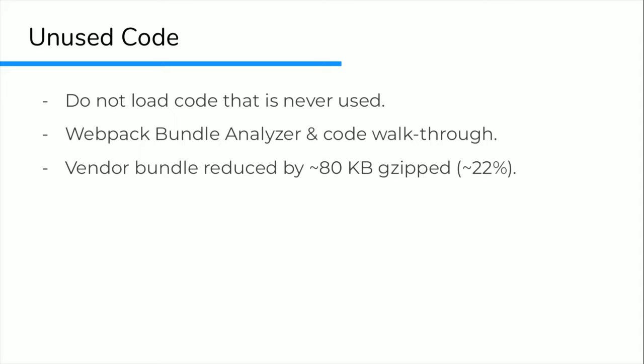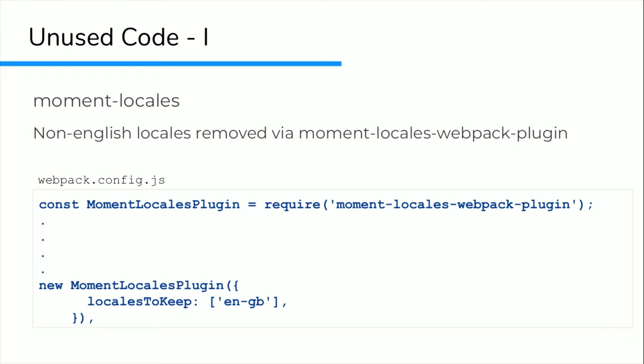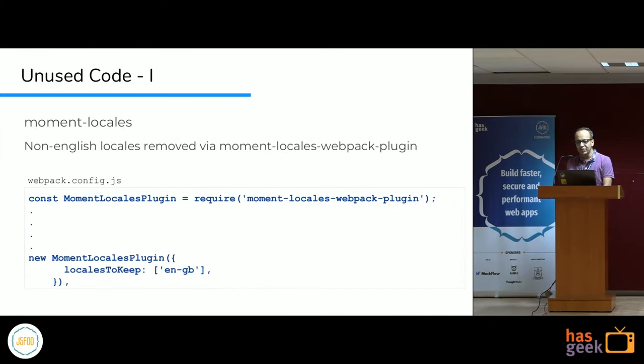Okay, so how did we identify this code and remove it? Essentially using Webpack Bundle Analyzer. So essentially we reduced our vendor bundle by 80 KB gzipped, around 20-odd%. So we'll look at a few examples of the kind of changes we did. First is a real low-hanging fruit in the optimization circle, something that you should look at right away.